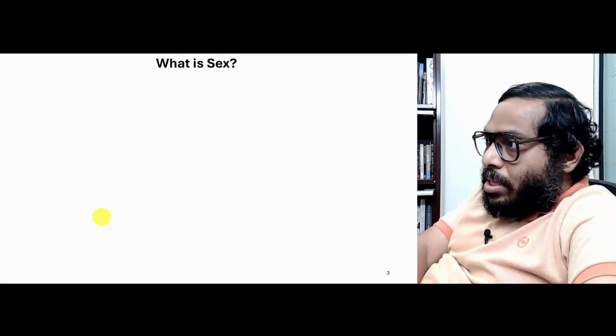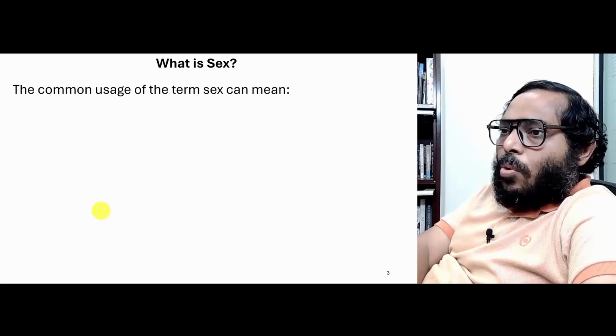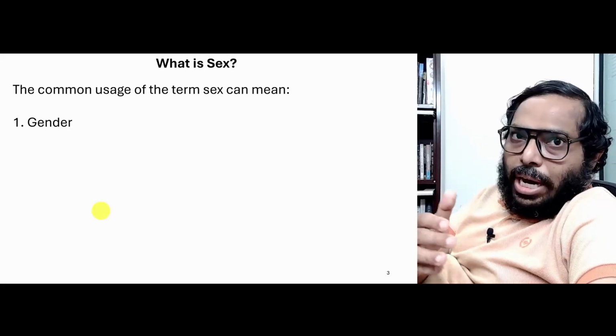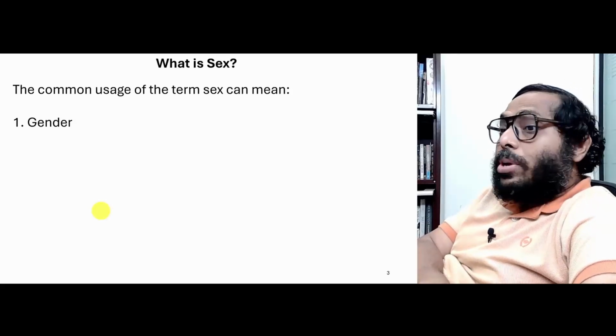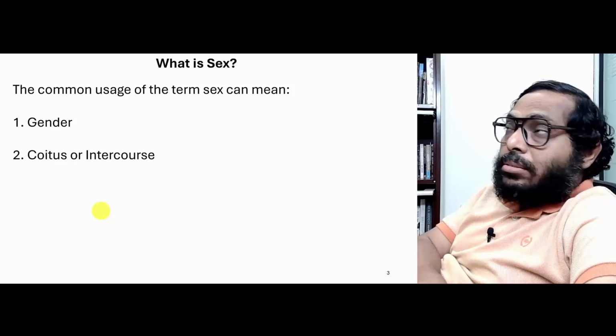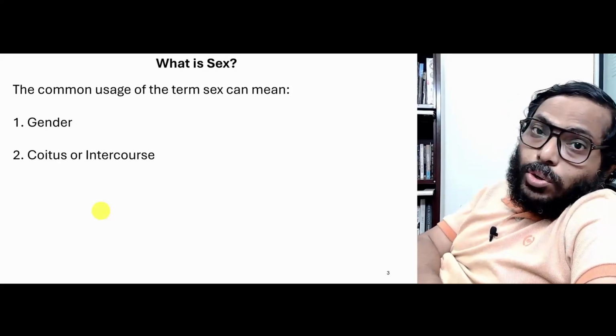In common day-to-day language, sex can mean many things. One usage, of course, is in terms of gender, the role that an organism plays in its society, particularly in the context of human society. Or it can mean the act of sex, which a certain Sheldon Cooper would say is coitus or intercourse.